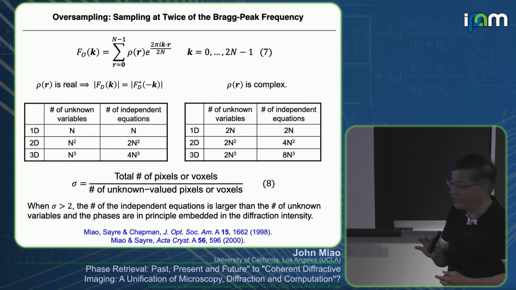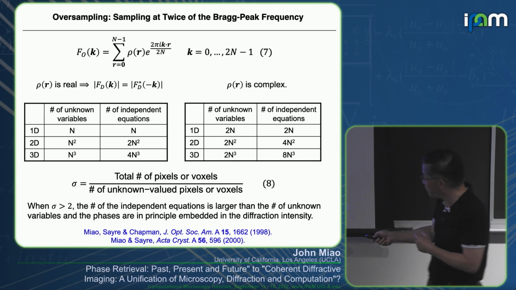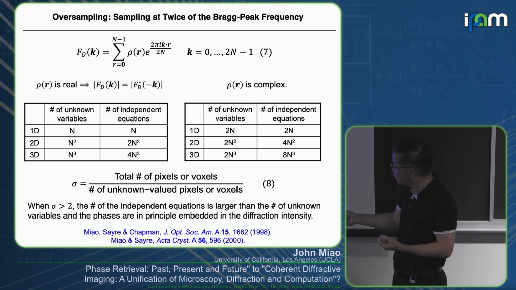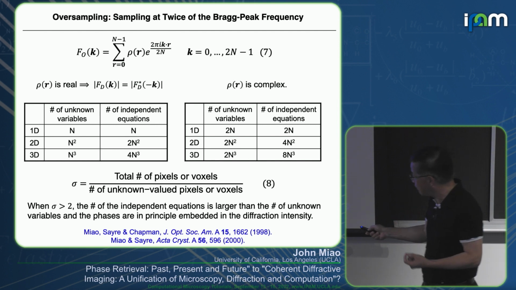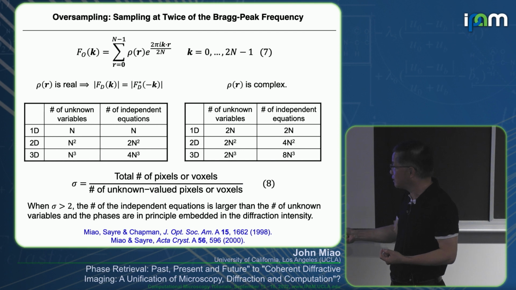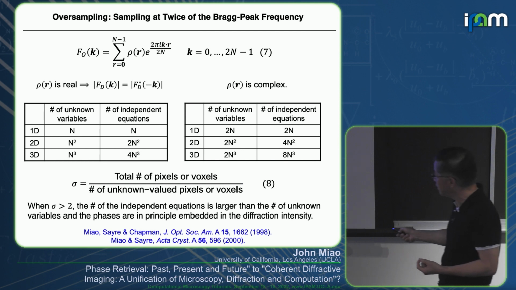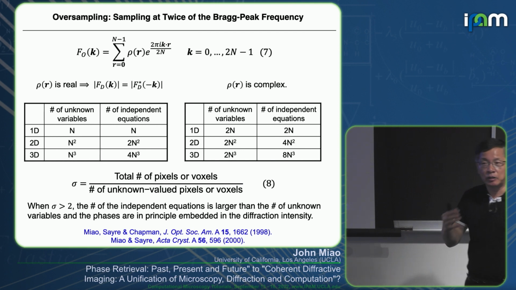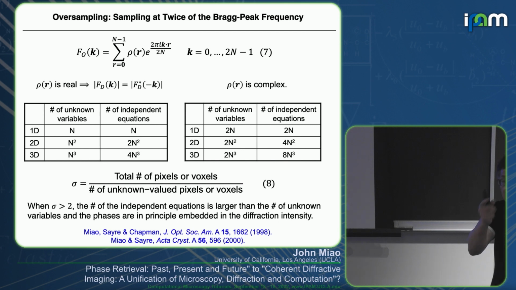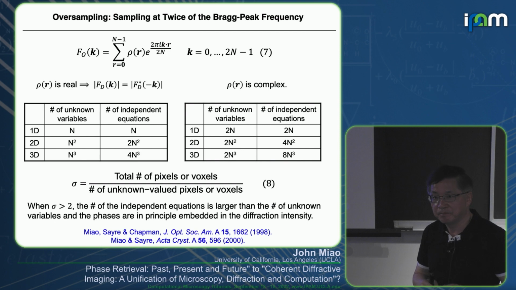Is it good? So far, so good, right? So in this paper, we introduced the so-called oversampling ratio: the total number of pixels or voxels, divided by the total number of unknown pixels or voxels. When sigma is larger than 2, then the number of independent equations is larger than the unknown variables, so in principle the phase is embedded in the diffraction intensity. Yes?